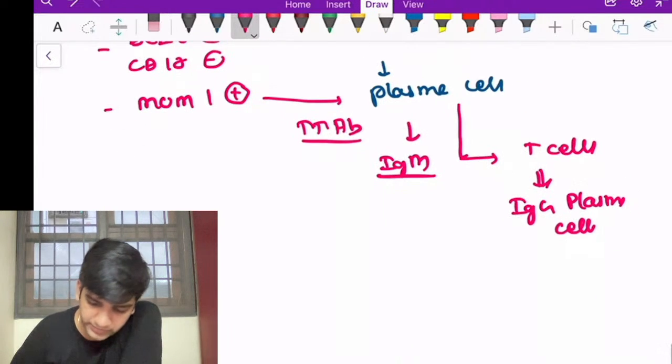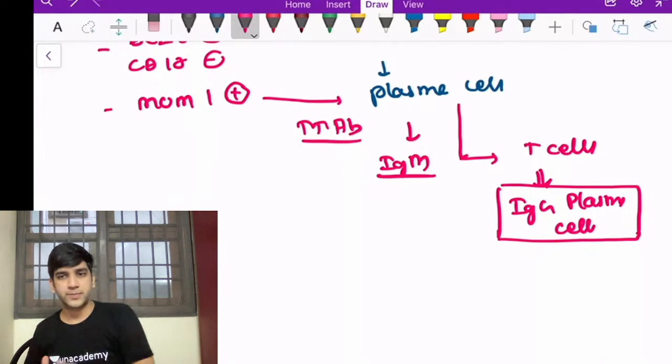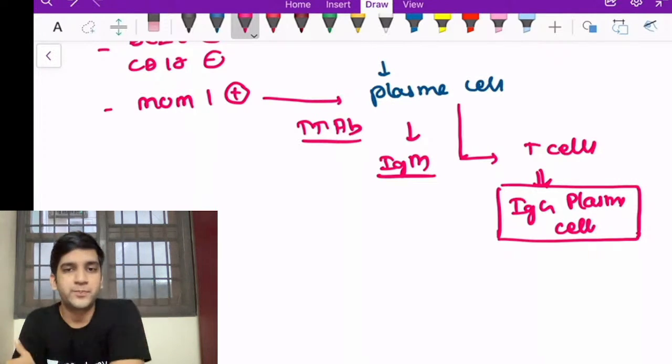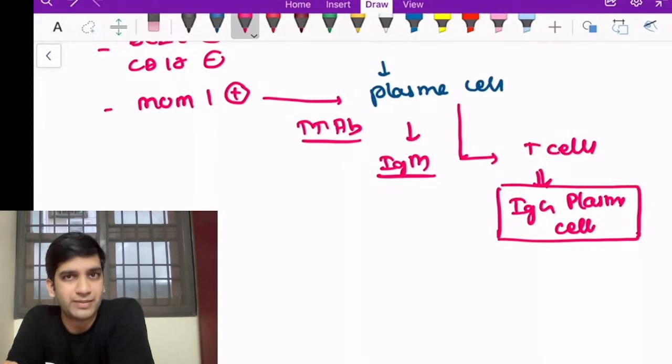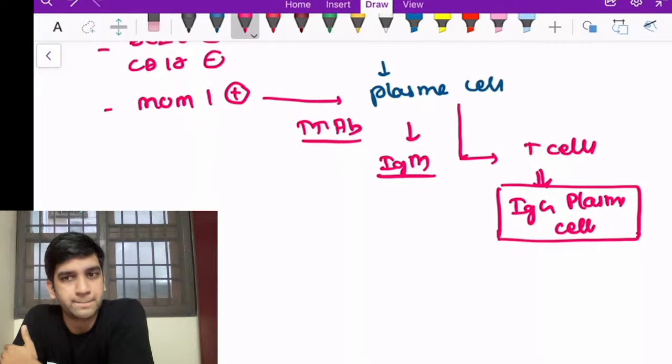But now I have a problem here. One of the major problems is I have created IgG producing plasma cells. Can they proliferate in a lymph node or not? Do lymph nodes have growth factors? They don't have growth factors. They cannot proliferate in a lymph node.